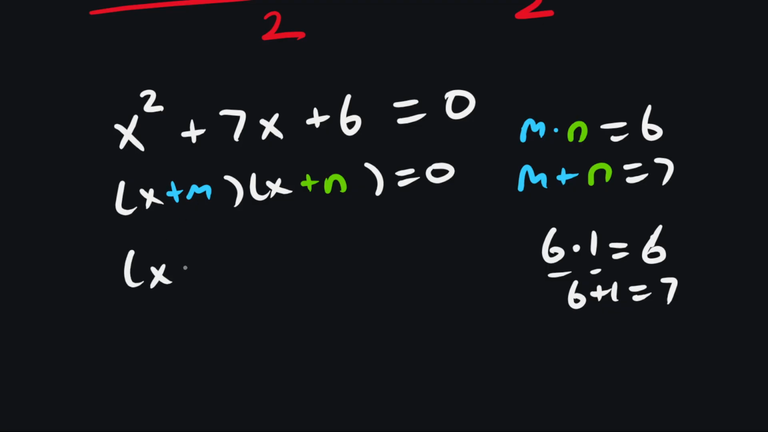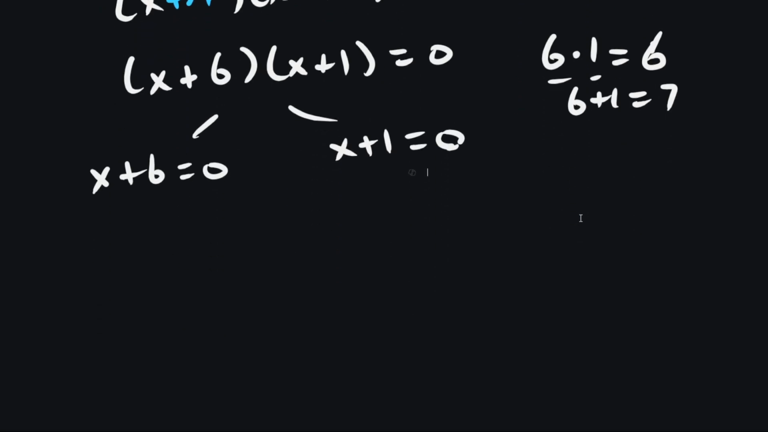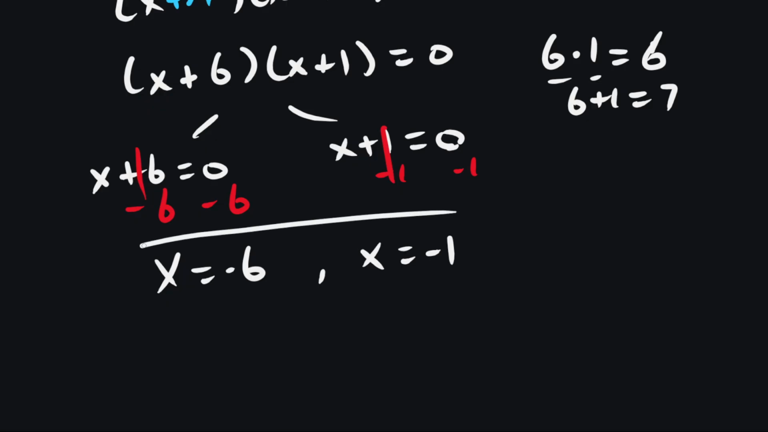So we can factor this as x plus 6 times x plus 1 equals 0. We can break this up: x plus 6 equals 0, x plus 1 equals 0. And then solve for x on both sides. So subtract 6, subtract 1, and we have x equals negative 6 and x equals negative 1. And those are our solutions for x.